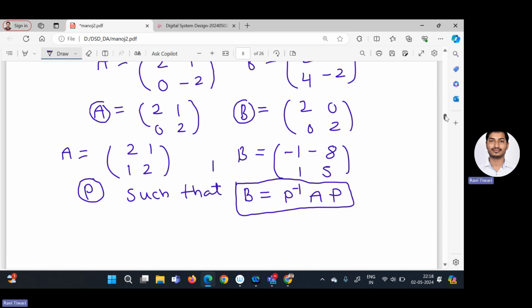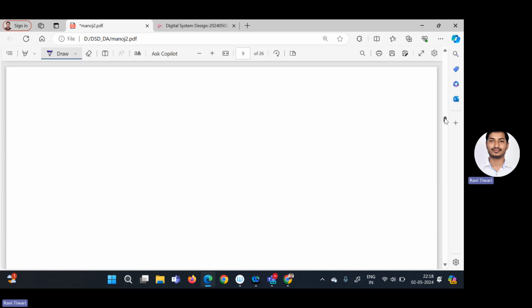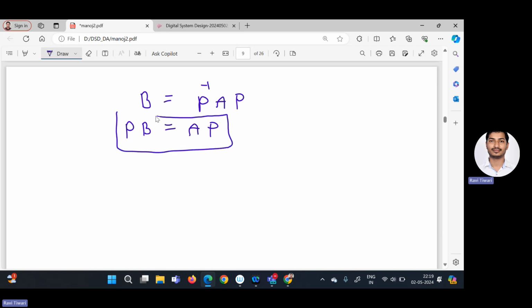First, we have the relation B equals P inverse A P. We can apply P on both sides. If I multiply from the left-hand side, PB will be P times P inverse, which is the identity, so we get A P. So this is also a condition of similar matrices.